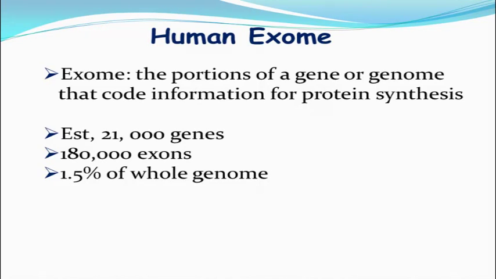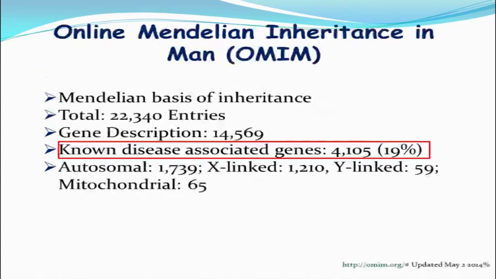So what is a human exome? The exome is the portion of the genome that codes information for protein synthesis. It has been estimated that within our human genome there are 21,000 genes comprised of 180,000 exons. And within the 21,000 genes, there are about 4,000 genes where mutations cause genetic diseases. They follow Mendelian inheritance, but can also follow mitochondrial maternal inheritance.